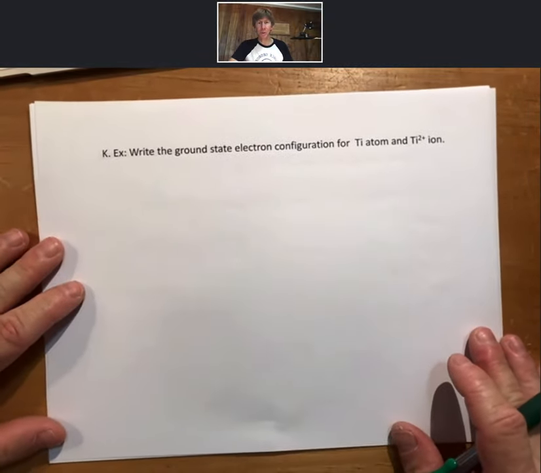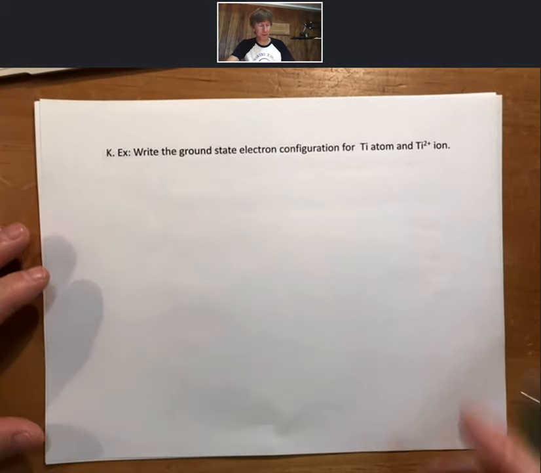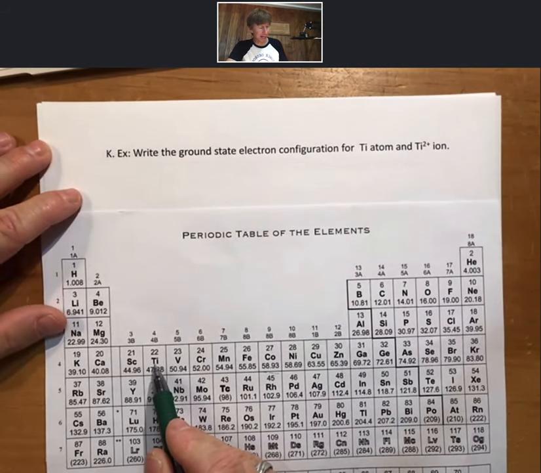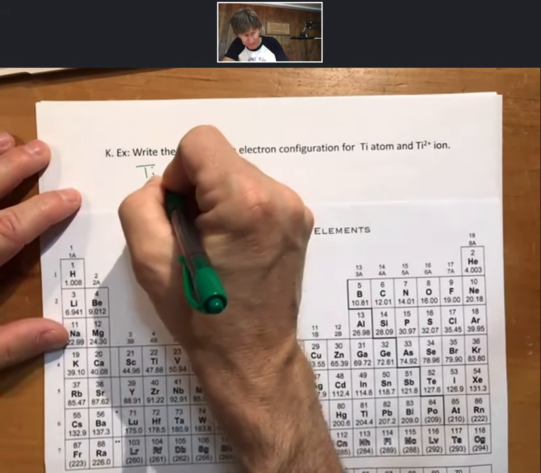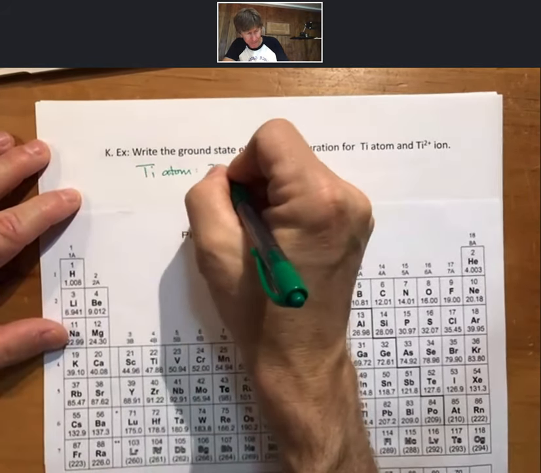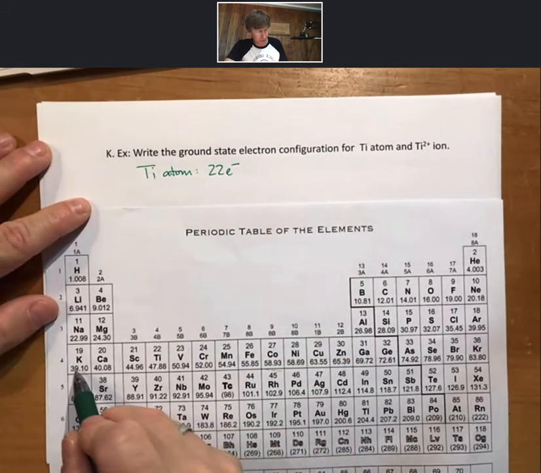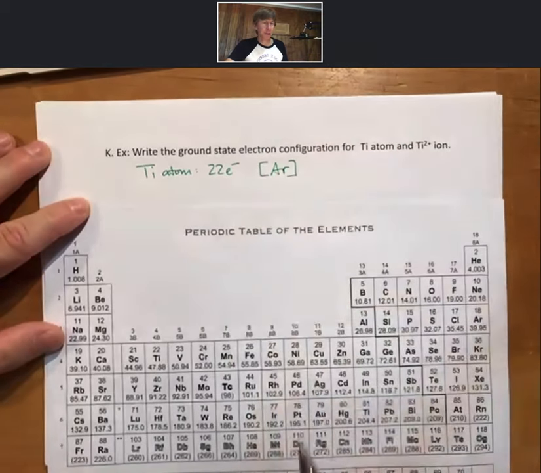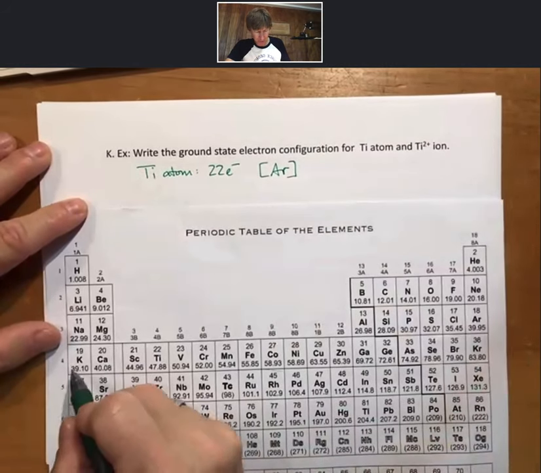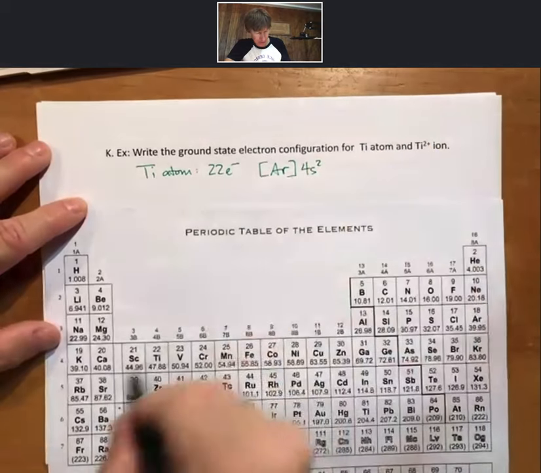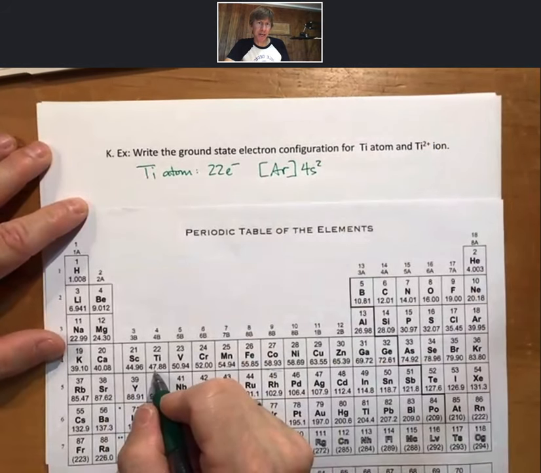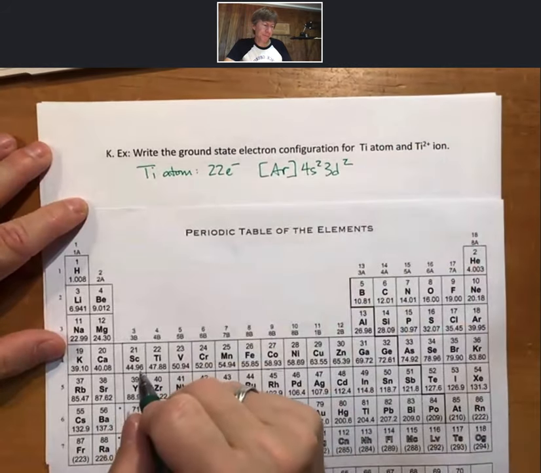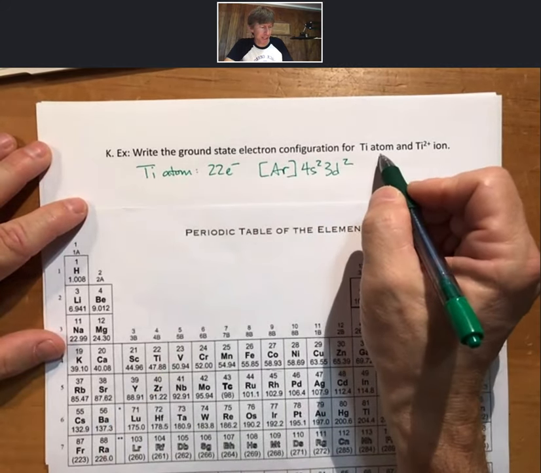Now we'll do the same thing for titanium. We will use a noble gas core. We'll start with a titanium atom, element number 22, Ti. Going backwards on the periodic table to argon, we get argon for the first 18 electrons. Then 4s2, 3d, this is 3d, remember, not 4d, 3d2. So that is the ground state electron configuration for the titanium atom.